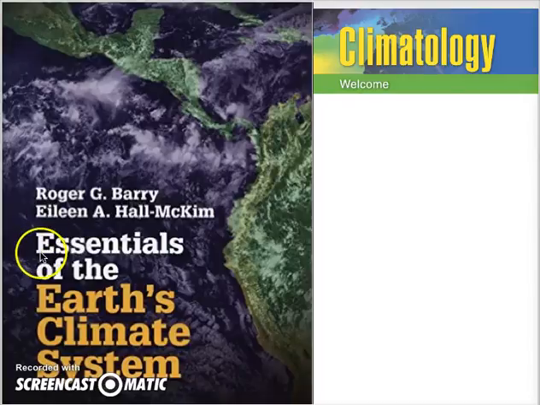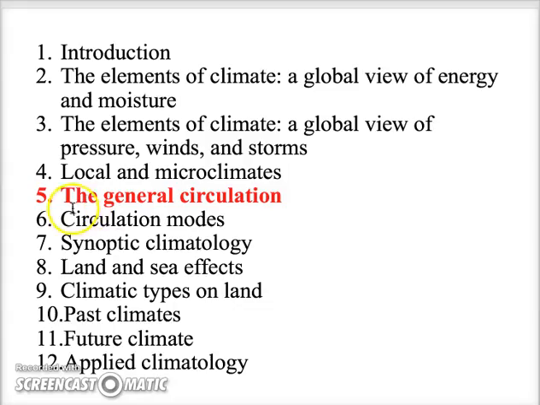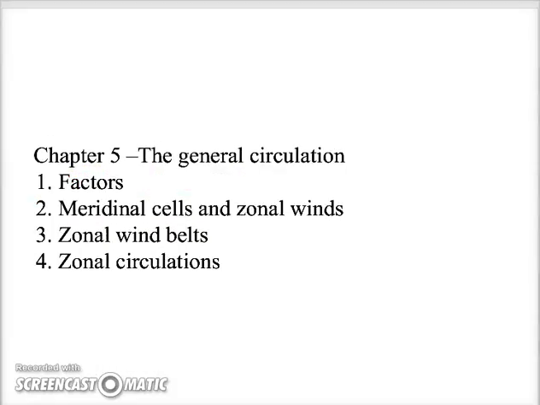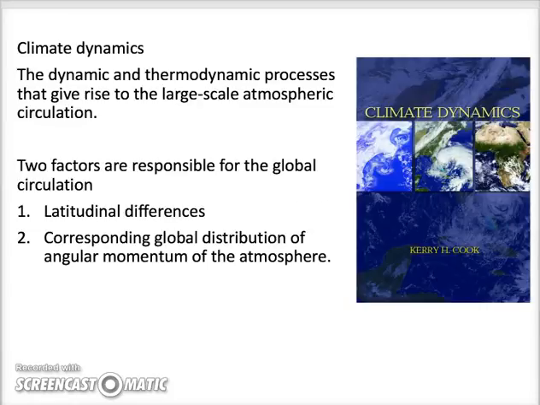Welcome to Essentials of the Earth Climate System. The book is written by Roger Barry and Eileen Hall McKean, and we start with Chapter 5, General Circulation. This chapter will cover four parts: factors, meridional cells, zonal wind belts, and zonal circulations.